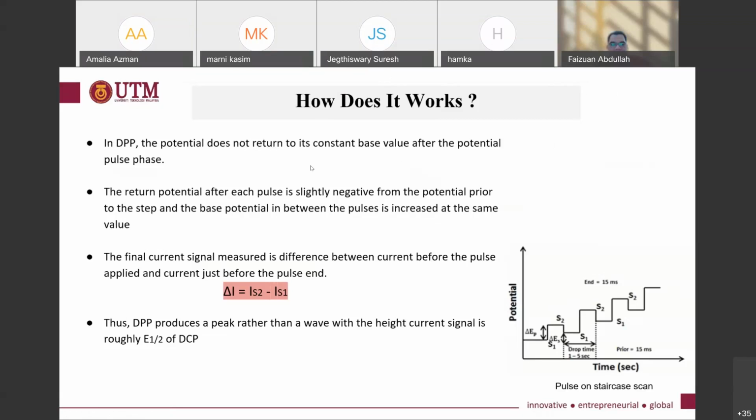Okay, sorry. In DPP, the potential doesn't return to its constant base value after the potential pulse phase. So the return potential after each pulse is slightly negative from the potential prior to the step, and the base potential in between the pulses is increased by the same value. So the final current signal measured is the difference between the current before the pulse is applied and the current just before the pulse ends. Thus, DPP produces a peak rather than a wave, with the peak current signal roughly at E half of DCP. DCP is direct current polarography.